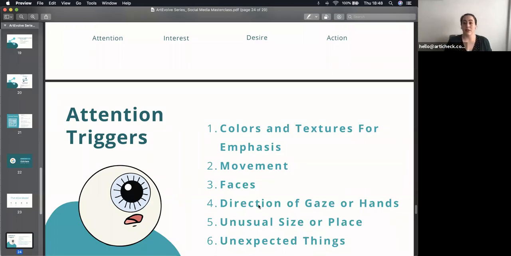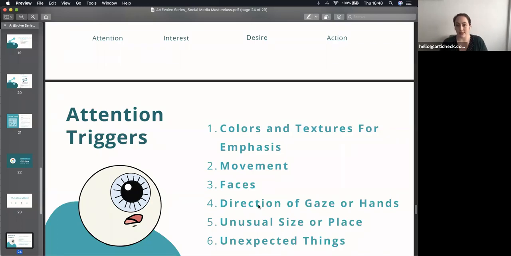Same thing with hands. If I'm pointing this way, and the mug, again, is the important item, then you're going to look where my hand is pointing and not at the important focus of the picture. If I'm pointing at the mug, you're much more likely to look at what I want to be the focus of the picture, okay?